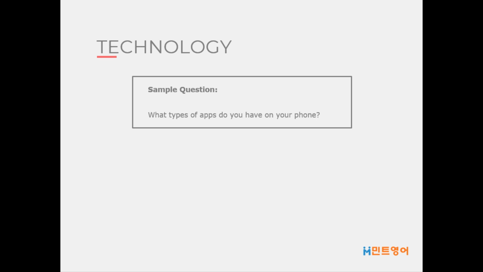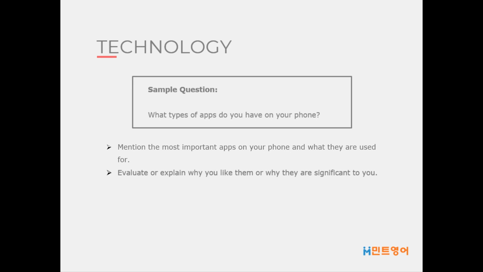This question requires mentioning the most important applications in your phone and what they're used for. To expand your answer, evaluate or explain why you like them or why they're significant to you.